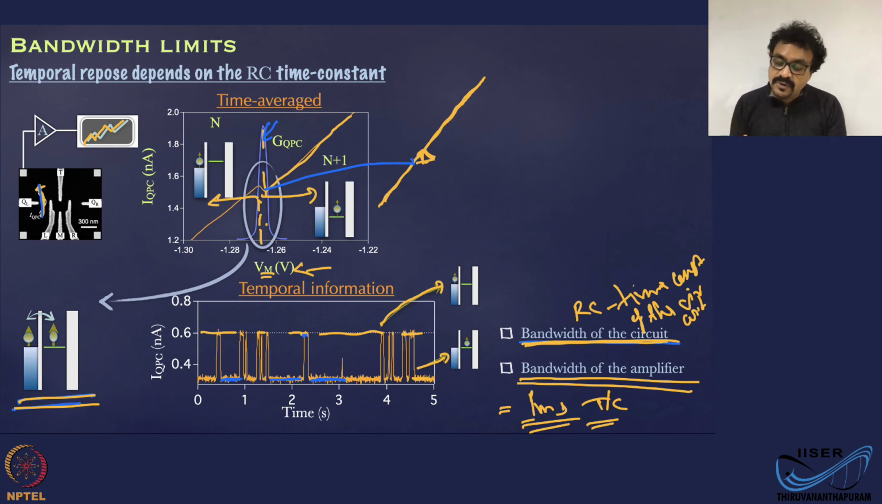So not only the filter setting, but also the RC time constant of the circuit will fall in a similar ballpark, in a similar regime. You can think that these quantum point contacts in this measurement regime are around 100 kilo ohms, and you can assume that the wire has nanofarads of capacitance. When you put all these things together, you will see it's again a few tens of kilohertz at maximum. That is the fastest you can measure by this technique.